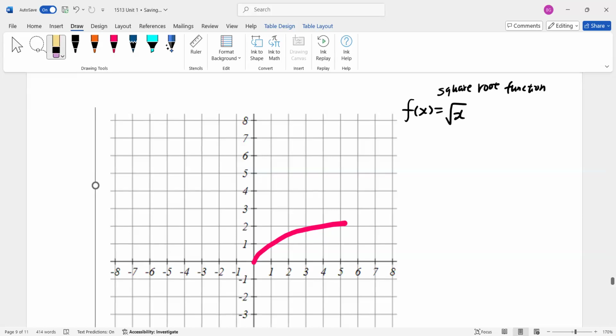The domain of the function. Remember, when the root number is even, the radicand cannot be negative. So the domain of this square root function is all positive and 0, so bigger than or equal to 0. x cannot be negative. And the range of the function is also 0 to positive infinity.